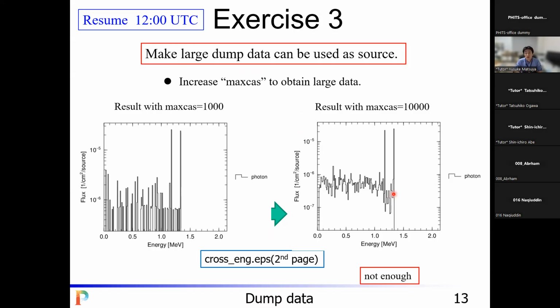This exercise is so simple. In this exercise, we will make a large dump data that can be used as a source. All we have to do is one point described below. Please increase the max gas value to obtain large data. It's very easy. What we have to do is just change the max gas value to obtain large data.